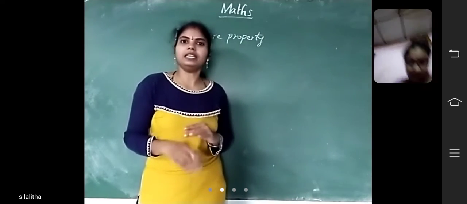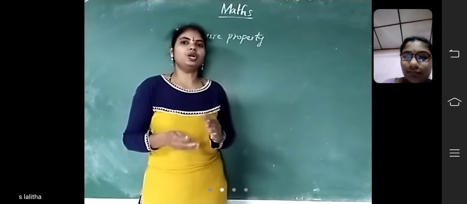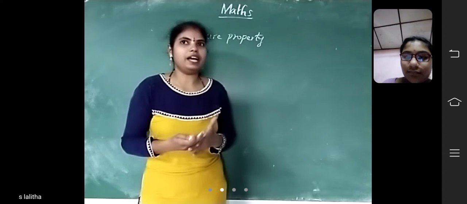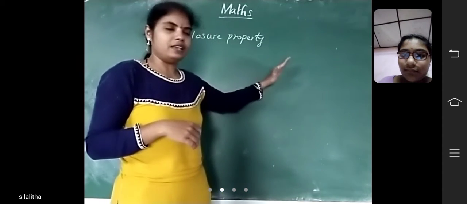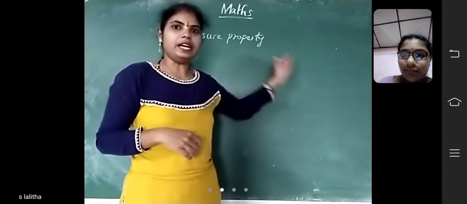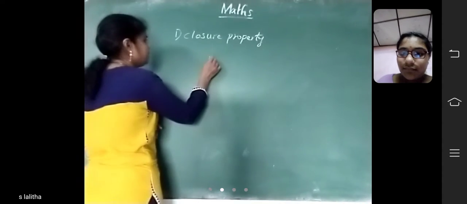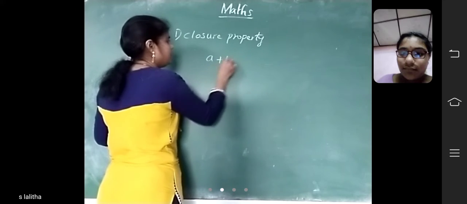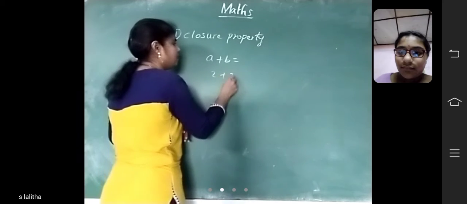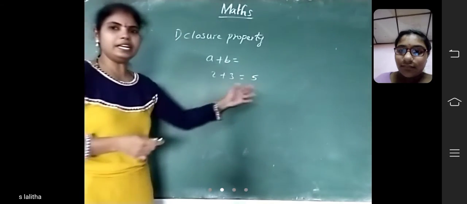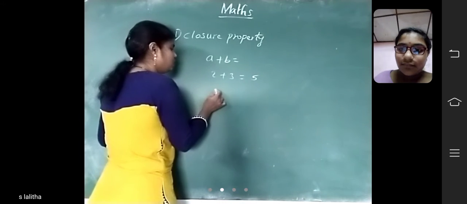If you take any two integers, you add or multiply or subtract, and we will get the answer as an integer. That is called closure property. Suppose, see here, a plus b. Again, it will give an integer as the answer. That means 2 plus 3, how much? 5. 5 is an integer or not? Yes.